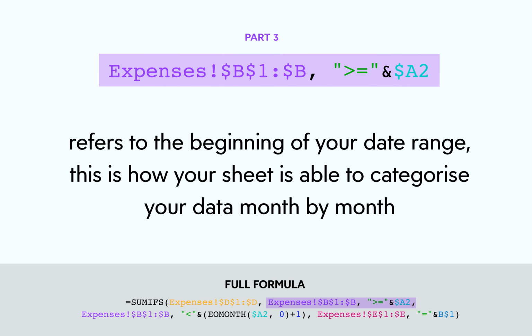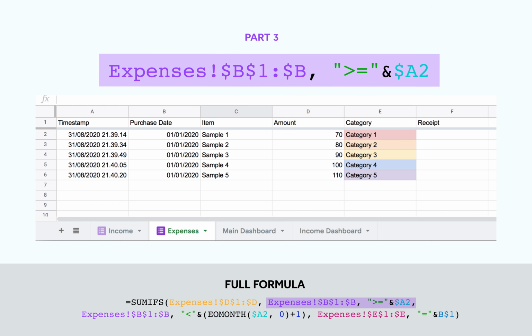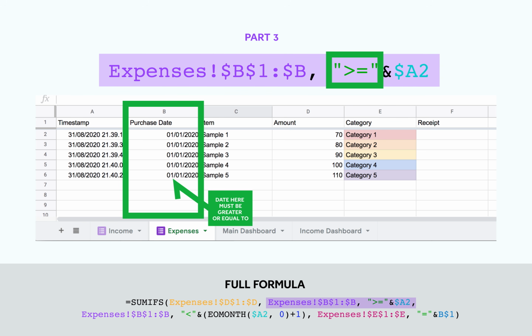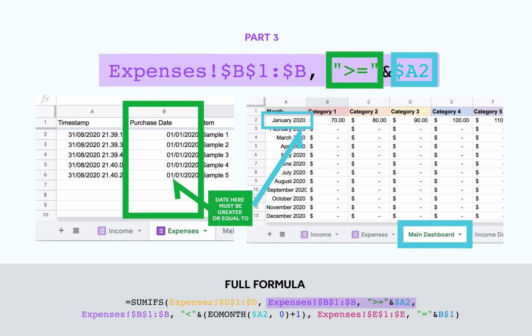This third part refers to the beginning of your date range. This is how your sheet is able to categorize your data month by month, or if you choose, week by week. It's getting the data from your expense sheet, from column B. This is where you've input your purchase date. It will only accept this data if the purchase date is greater or equal to the date you've put in A2 of your main dashboard.